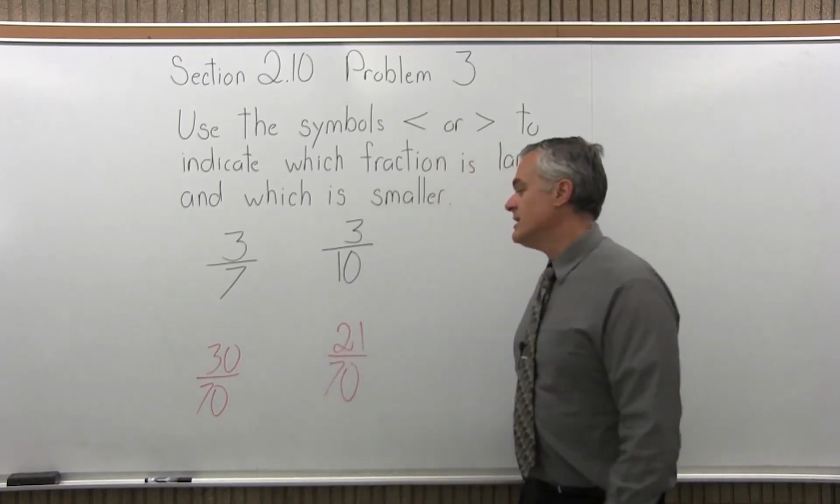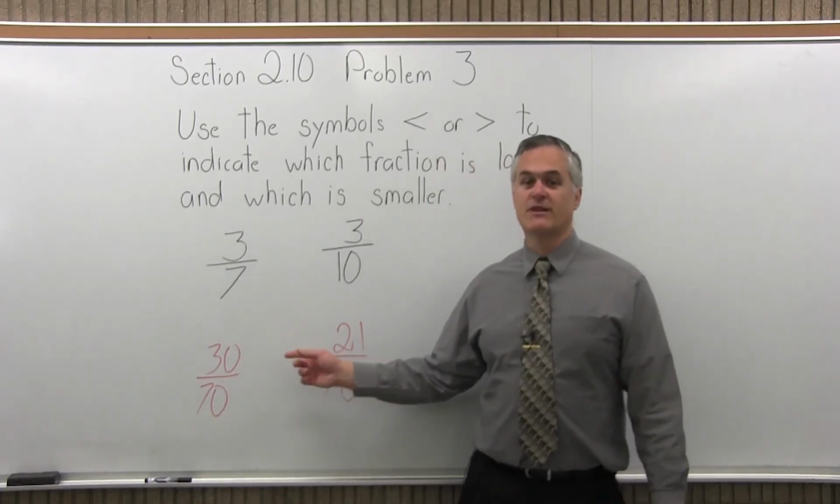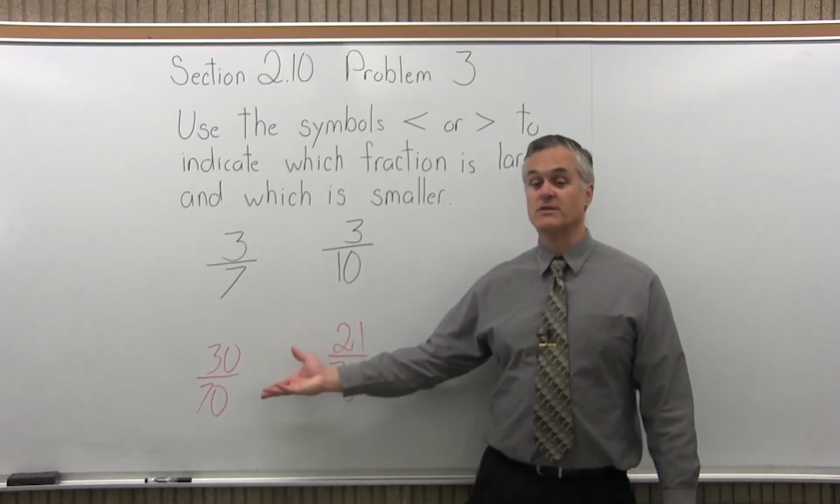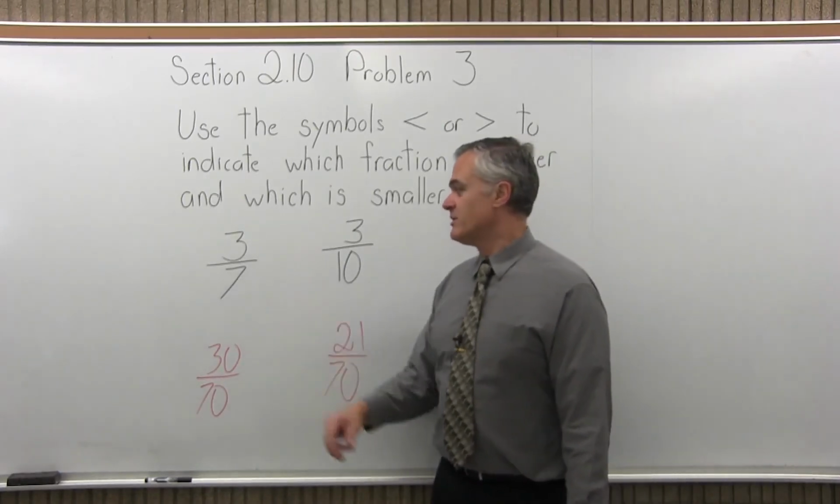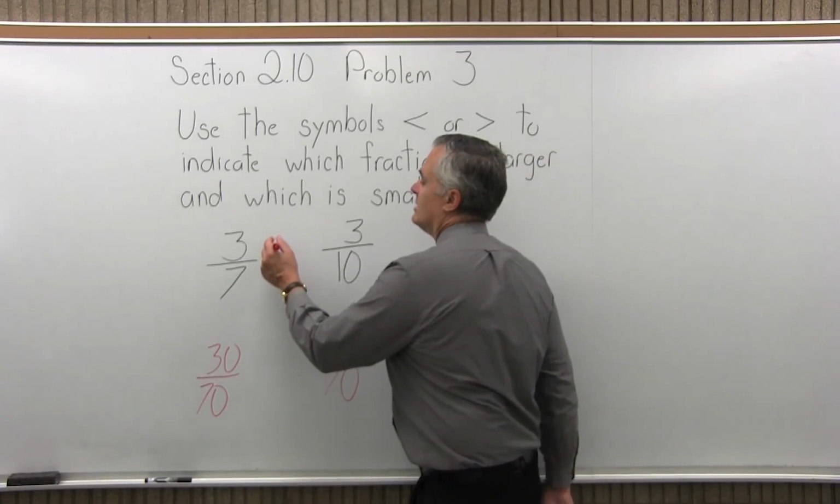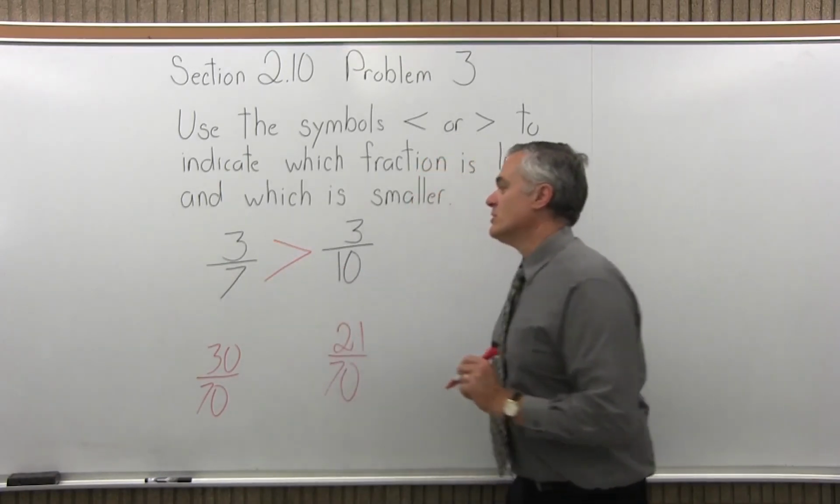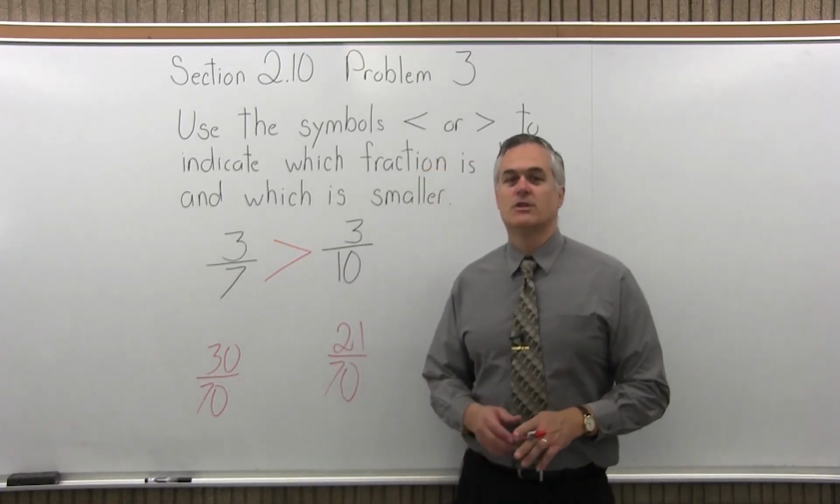Now you can clearly see which fraction is larger, 30 over 70 or 21 over 70. Well, the 30 over 70 is larger. The 30 over 70 came from 3/7. So the inequality symbol goes with the open end towards the 3/7.